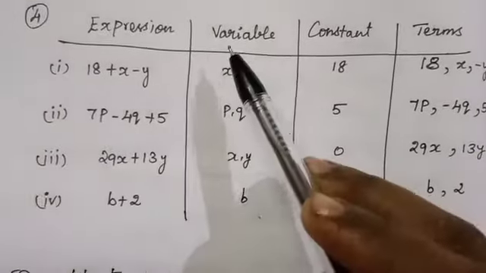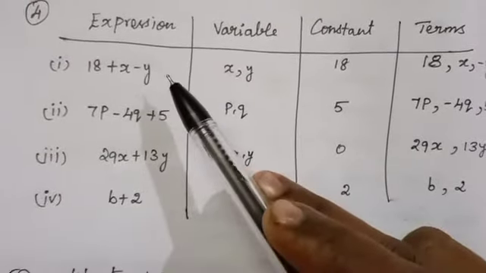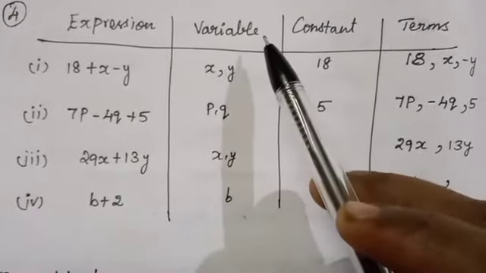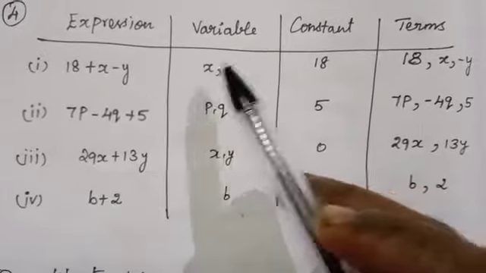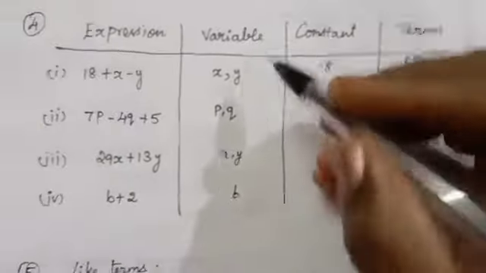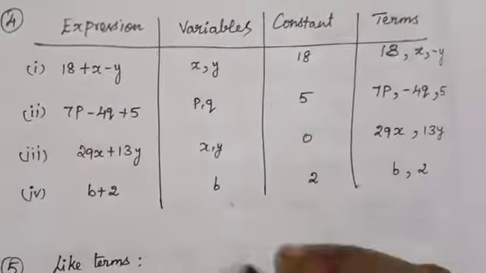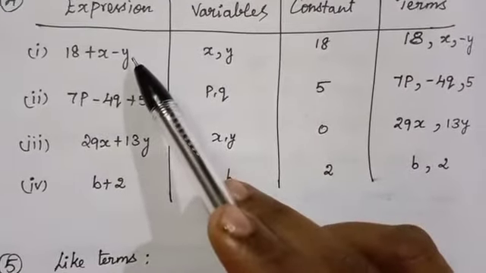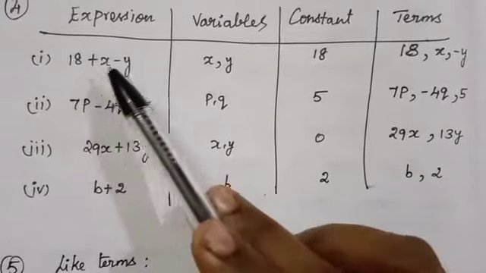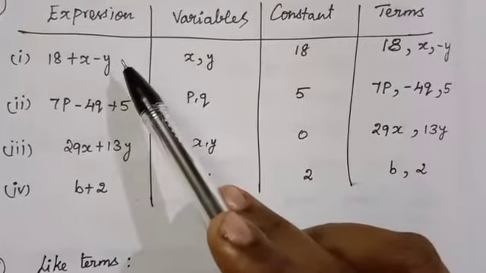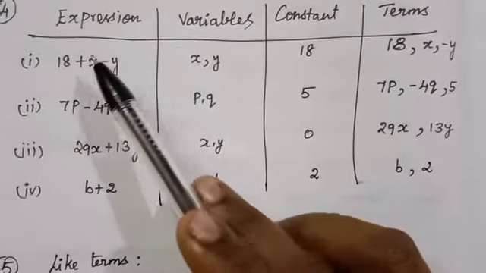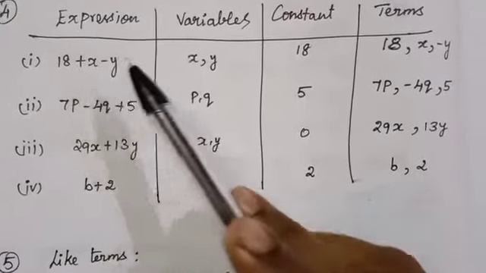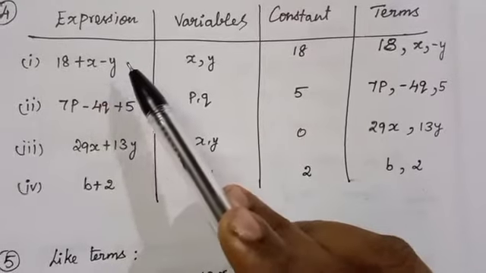For each problem, we want to write the same things, that is variables, constant and terms. So now for here, what are the variables? x comma y. When we mention the variables, you need not use the symbols. For the constant, which is a constant, you must use the symbol. Terms: 18 comma x comma minus y.